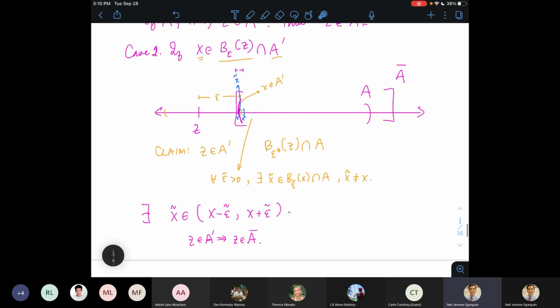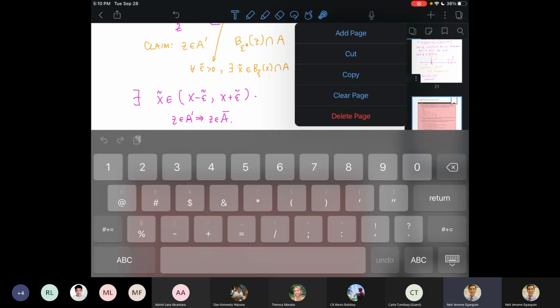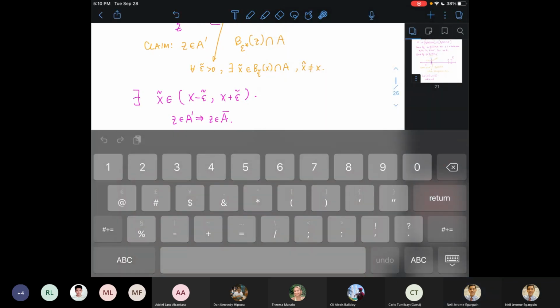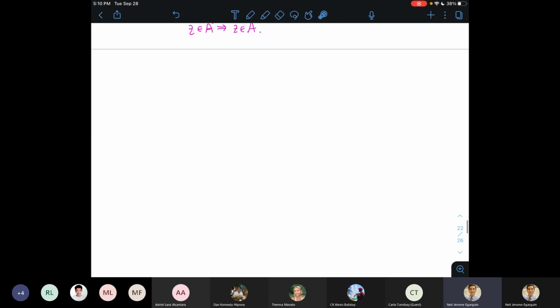Though may second case pa, or may second claim pa yung theorem, but I guess this is easier than that case. Tuloy natin. Second point is this. So second bullet is we want to show that A bar is the smallest closed set containing A.